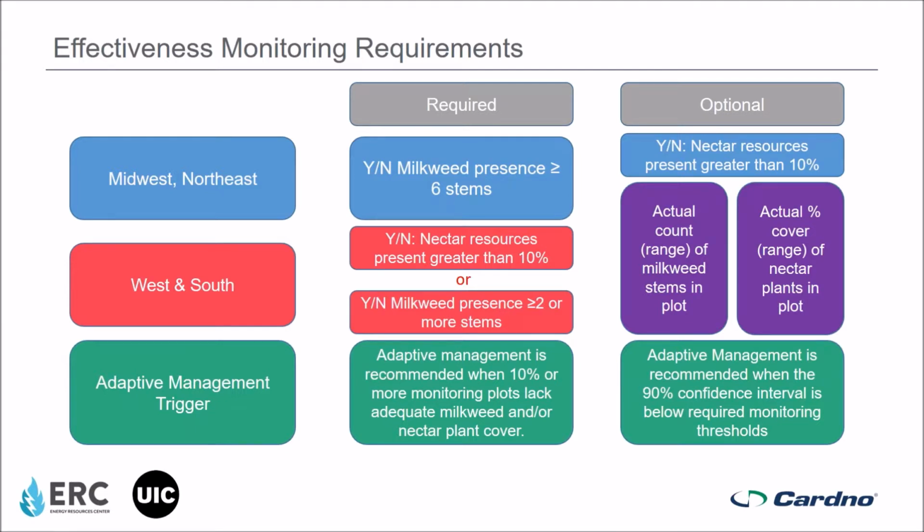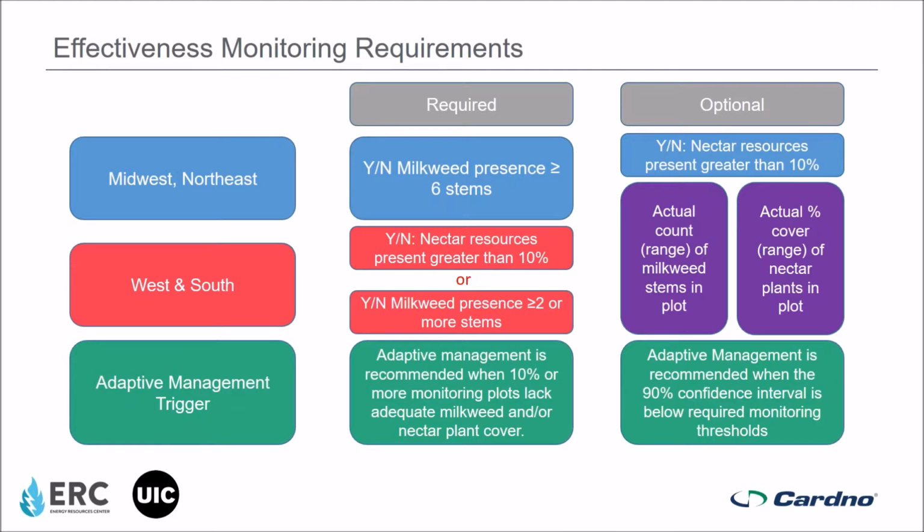Diving into that in a little bit more detail, here we've mapped out essentially those requirements for milkweed presence and nectar plant resources, again, across those two regions, the Midwest and Northeast, shown here in blue. Again, the required threshold is the presence of milkweed at 6 stems or more. Optionally, you can also measure those nectar plant cover resources at greater than 10%. In red, we have the West and South metrics. So again, the option is to achieve the nectar plant cover threshold at 10% or more, and/or the milkweed presence threshold at 2 stems or more.